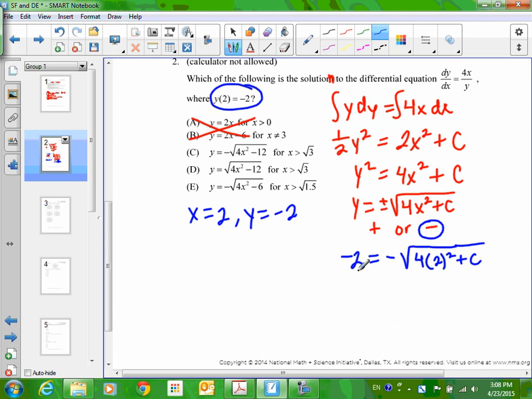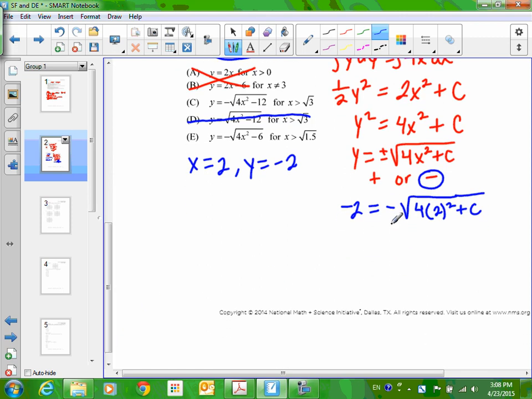So which answer choice can I get rid of just based on that? D, and because this says minus 12, I'm thinking the answer is probably C. That's just a test-taking strategy, but we're going to confirm that here in a minute. Okay, how am I going to find C? What could I do to both sides? Square both sides. That's going to get rid of that negative, and it's going to get rid of the square root. 4 times 2 squared, that's 16. And so C is negative 12, and my answer is C.